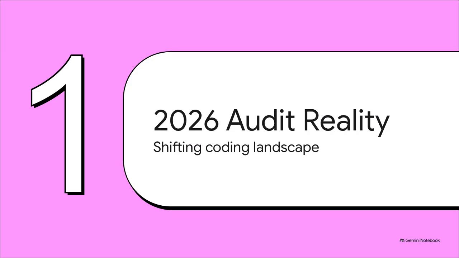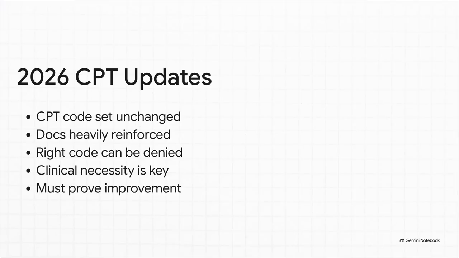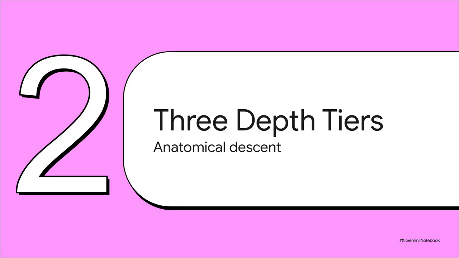All right, Section 1, the 2026 Audit Reality. What's actually wild here is that from a pure CPT standpoint, the codes themselves haven't changed a bit, but the documentation expectations have been massively reinforced. Practically speaking, you could code a chart absolutely perfectly, but if the notes lack detail, the claim will still get denied. Clinical necessity is basically the ultimate key now. Your coding teams are essentially compliance gatekeepers, and the heavy focus is entirely on proving documented improvement to justify the procedure.